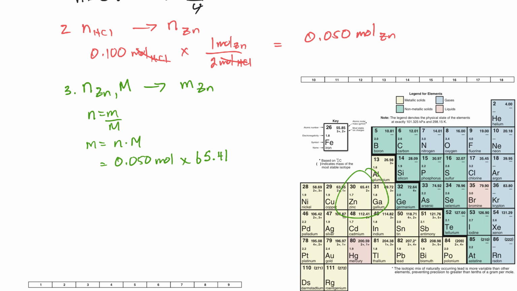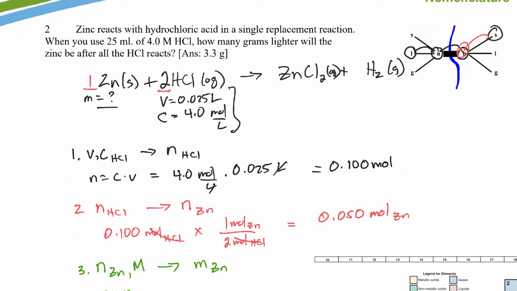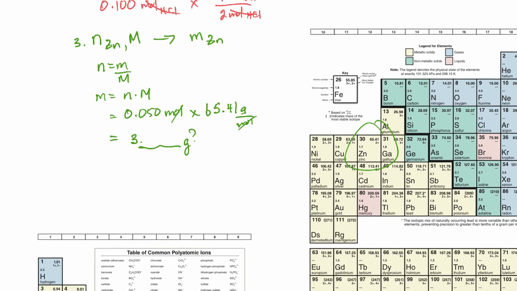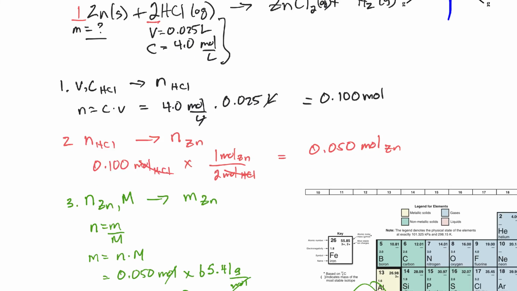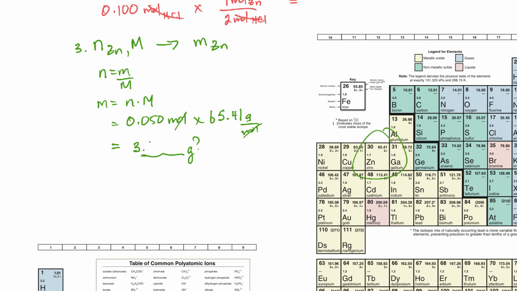65.41. Okay, so if you multiply those together, I don't know what that comes out to. I'm calling it like 3.25 something. Anyway, you can do that on your calculator. And this is grams per mole. Moles cancel, you're left with grams. And in the question, it looks like I have 2 sig figs everywhere. Oh, I saw the answer. That was close. So 3.3 grams rounded to 2 sig figs.